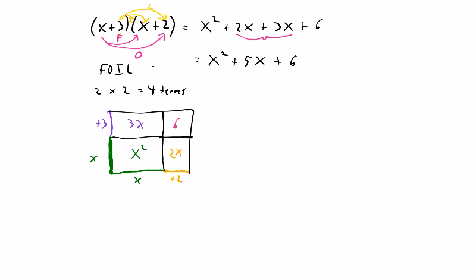So if you had a side that is x plus 3 and another side that is x plus 2, and you multiply them together, you in fact get the 4 products that we just talked about: x squared plus 2x plus 3x plus 6, and the 3x and the 2x can be combined to give you 5x, as in the example.